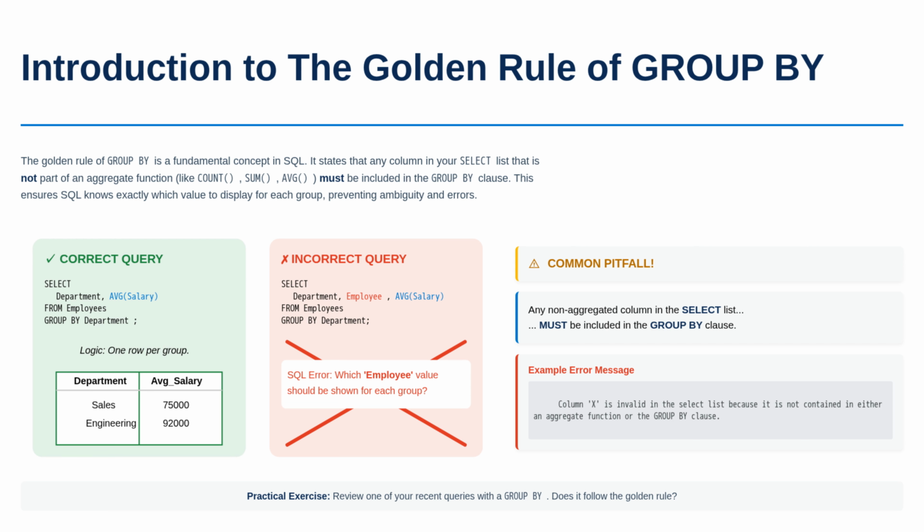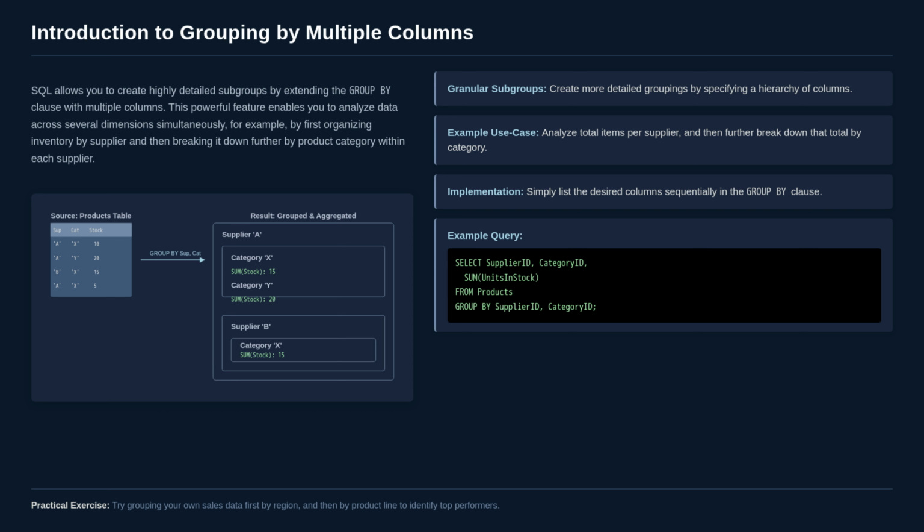Remember this rule and you'll save yourself a lot of headaches. You aren't limited to grouping by just one column. You can create more detailed subgroups by adding more columns to your group by clause. For example, we could find the total units in stock per supplier and then break that down further by category.